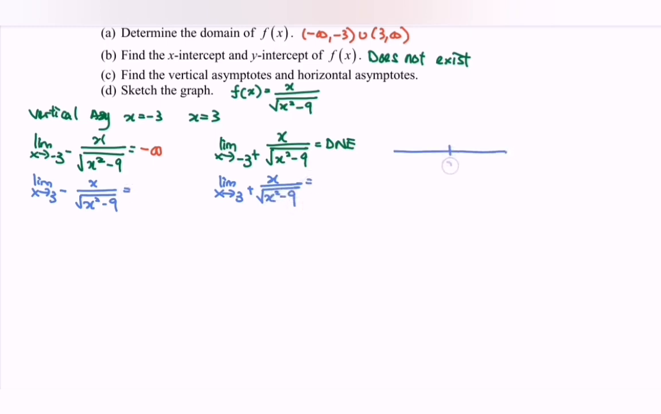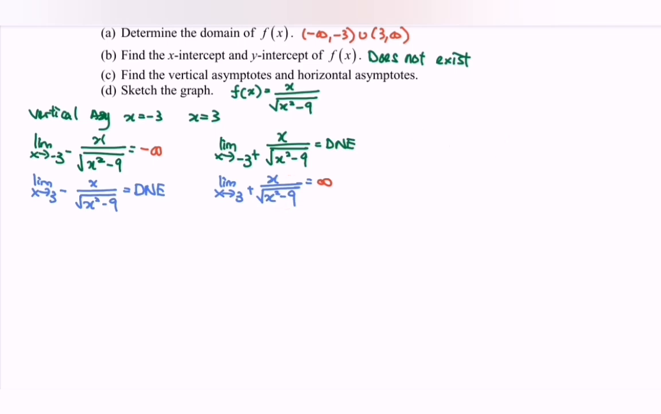Referring to the number line, we have 3. Based on the domain, for the left-hand side the limit does not exist. Then for the right-hand side, 3.0001. As x approaches 3 from the right, here will be positive, and the same goes for this part, we have positive. So the graph will be increasing as x approaches 3 from the right.